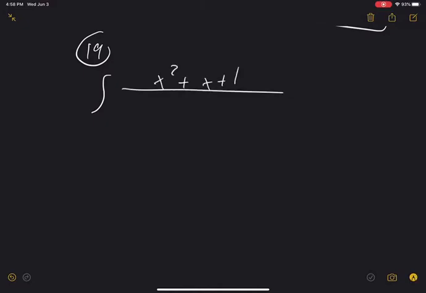Let's try number 19. Again, they give a definite integral. I'm not gonna do the bounds. I'm just gonna make it an indefinite integral. Okay, so let's say I have x squared plus x plus 1 over x plus 1 squared times x plus 2.